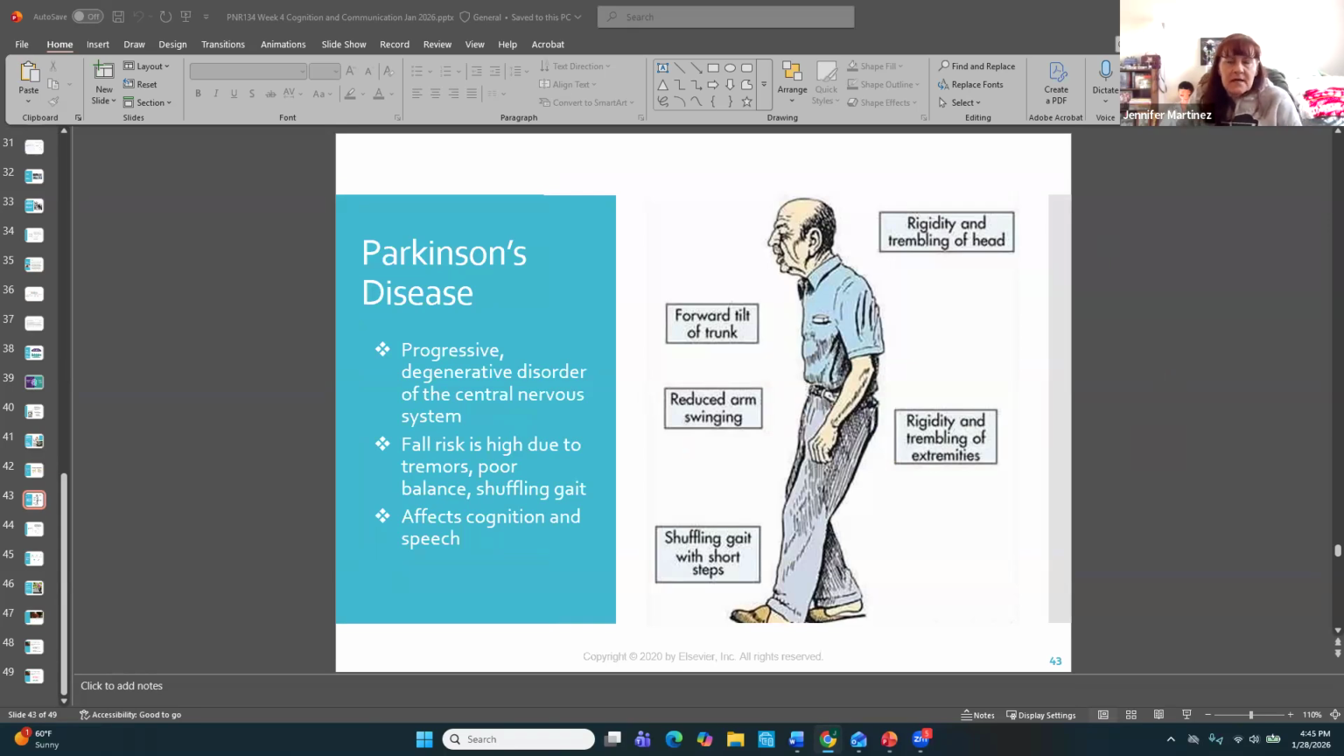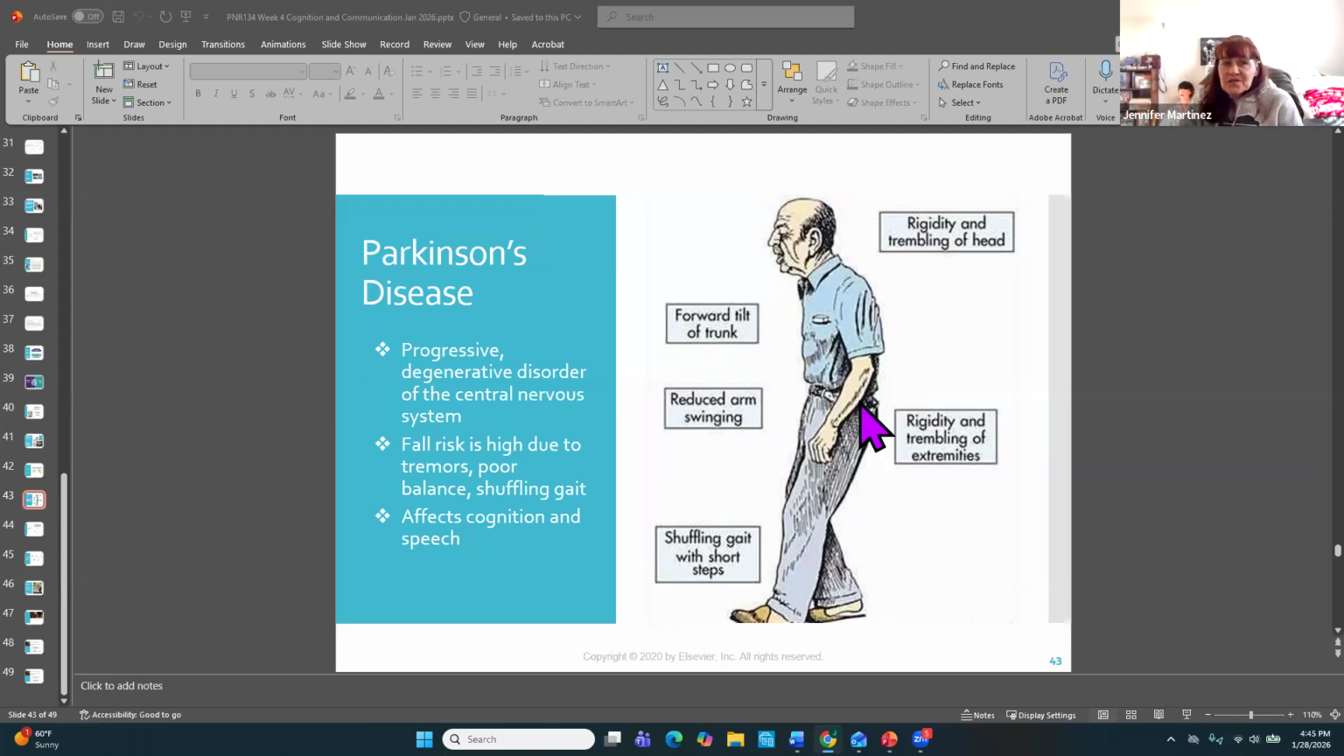Parkinson's disease. If we don't finish these, there are only a few slides left, so we'll finish them when we start next week. Parkinson's disease is a degenerative disorder of the central nervous system. This is kind of what a Parkinson's disease patient would present like. They'll have a flat affect. They will have a stooped posture.